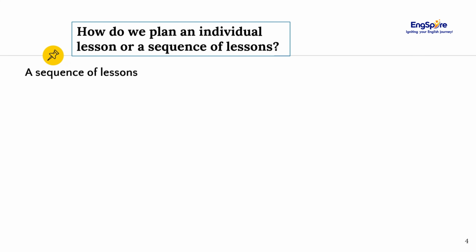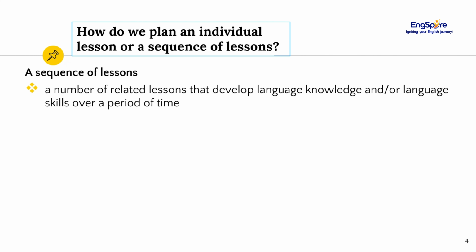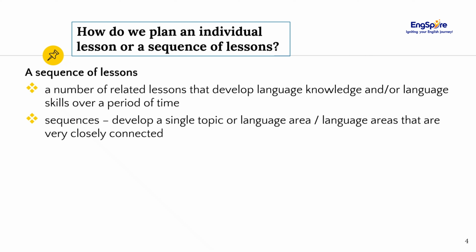A sequence of lessons is a number of related lessons that are connected. Instead of teaching everything in one lesson, we spread the learning over several lessons. This helps learners develop their language knowledge and language skills step by step over a period of time. When planning a sequence, all the lessons should have a clear connection. They may focus on one language area, such as grammar, or they may develop different skills around the same topic.